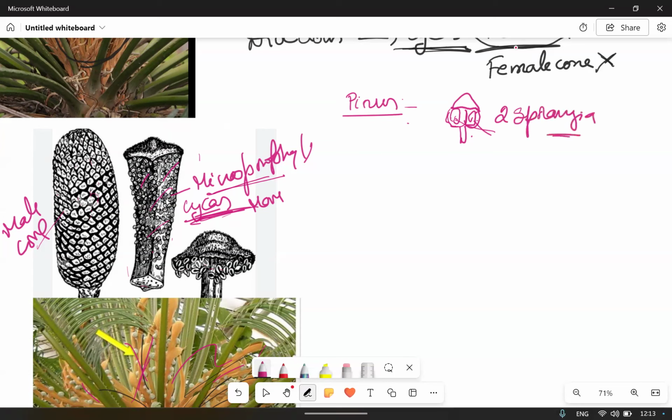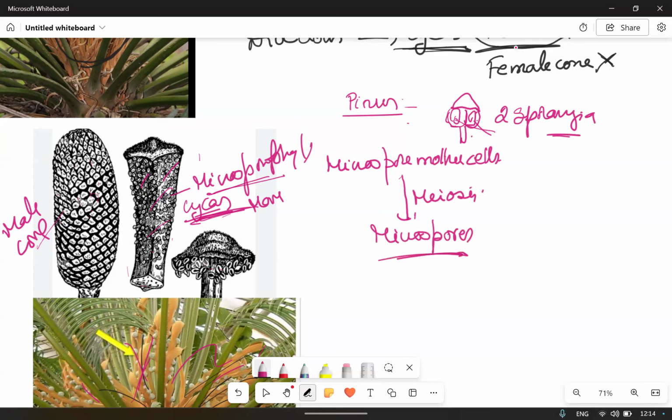Inside the microsporangia, what is present? We know the microspore mother cells. These microspore mother cells undergo meiosis. What do they form? Microspores. So what are these microspores? They develop into the male gametophyte. What is that male gametophyte? Nothing but the pollen grain.